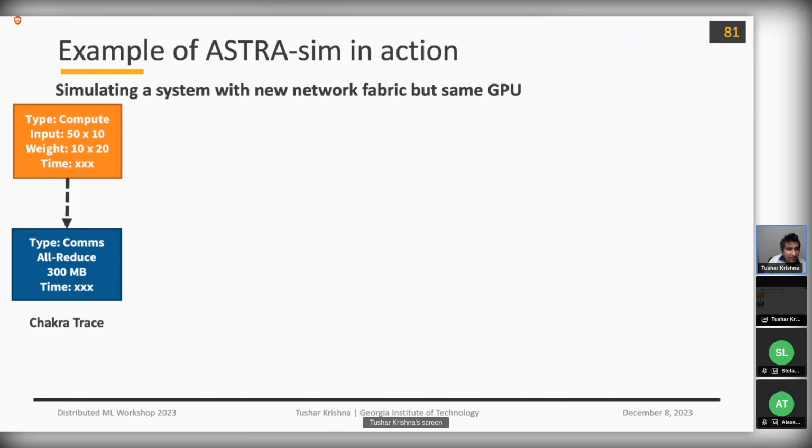It tells me that in today's system, this is the compute, this was of this type, this is the time it took, and it led to an all reduce with this size, and this is the time it took. Suppose I want to model a system with a new network with the same GPU.